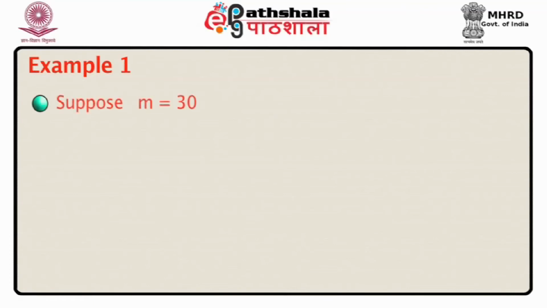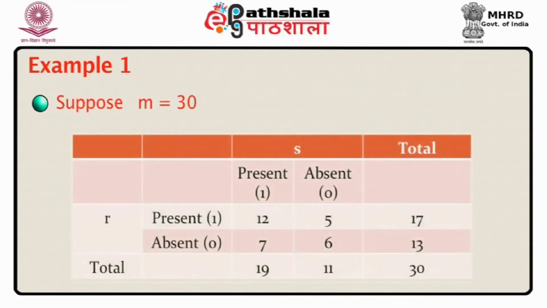The first example: suppose we have M equal to 30. So it's a 30-dimensional vector. There are 30 characteristics which we are looking at. And the table looks something like this. So it's a present absent type of table, and there are 12 characteristics which are present in both R and S. There are 5 characteristics which are present for R but not for S, 7 which are present for S but not for R, and 6 which are absent in both R and S.